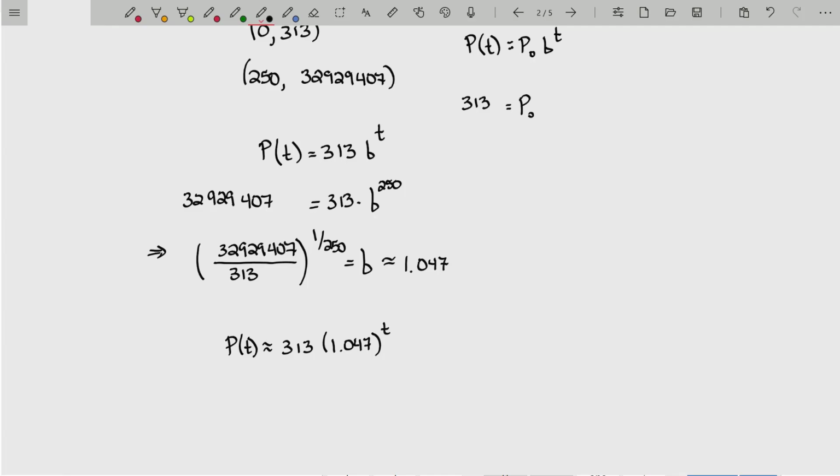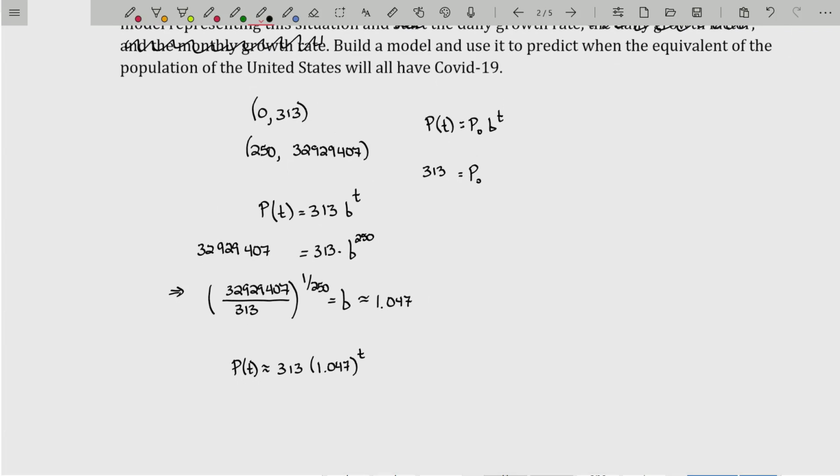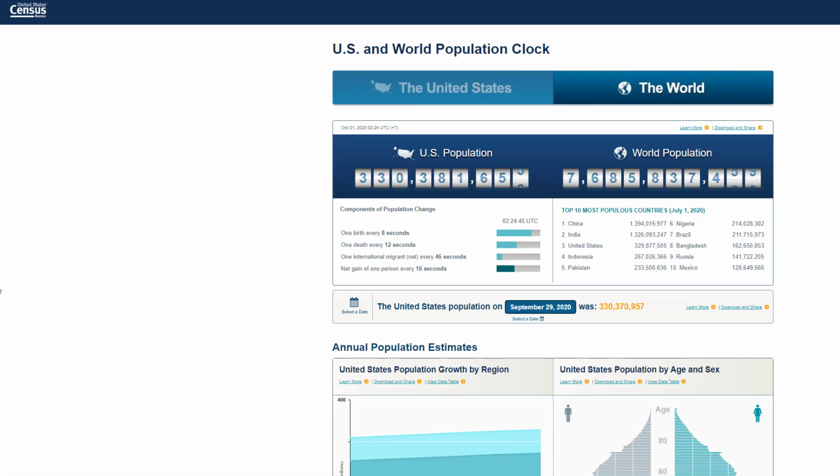And now what I'm going to do is go ahead and finish answering this question. We've built a model. Now we want to use this model to predict when the equivalent of the population of the United States will all have COVID. So that means we need to know what the current population of the United States is. And I really like using the internet during lectures, because it really allows you to feel like you're using real world data. There is a problem here that this is actually an approximation. You can see that little ticker is moving. That does not mean that all of a sudden this is keeping track of when a baby gets born.